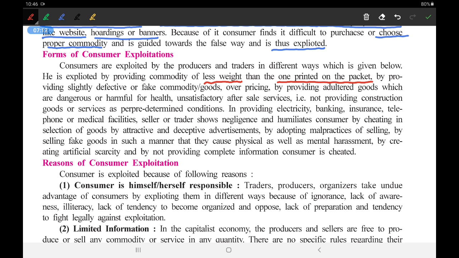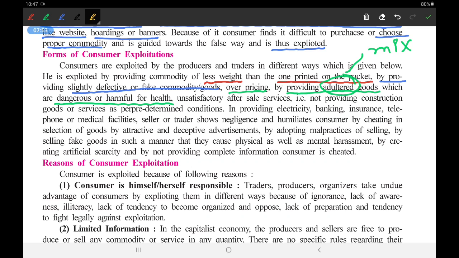Second, by providing slightly defective or fake commodity. See, this is again very common, defective or fake commodity is provided. Third is overpricing, okay, by giving higher price tags. Next, by providing adulterated goods. Adulterated means goods which are mixed with other things, okay? In Gujarati we call it bhedseil karvi, mixed with other things, so they are adulterated, not pure, which are dangerous and harmful for the health.